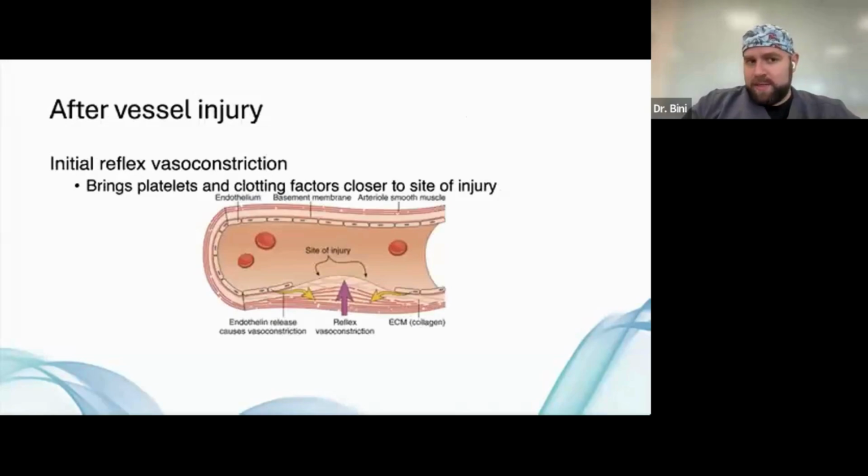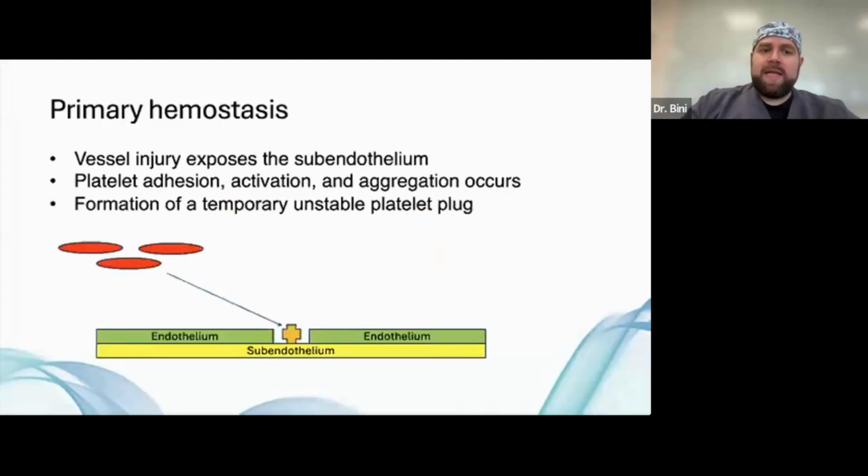Now, after a vessel injury, you have an initial vasoconstriction, and that is to help bring platelets and clotting factors close to the site of injury. And then you have primary hemostasis. Basically that happens when the vessel injury exposes the subendothelium, the layer that's below the endothelium in your vessels. That exposes a bunch of receptors that help with platelet adhesion, activation, and aggregation. And so that forms this temporary and unstable, quote unquote, platelet plug.